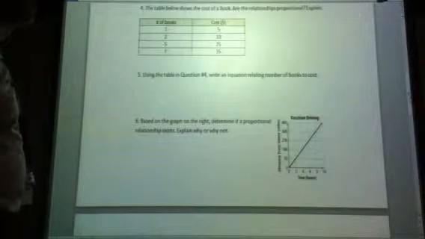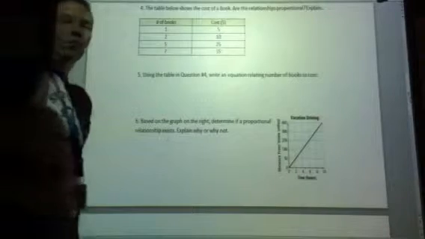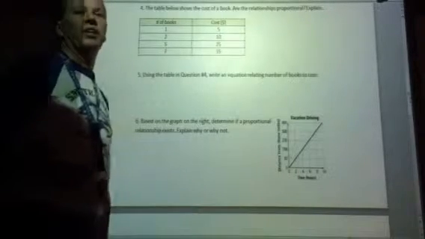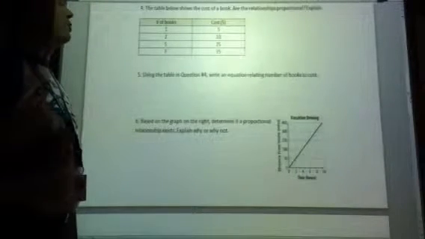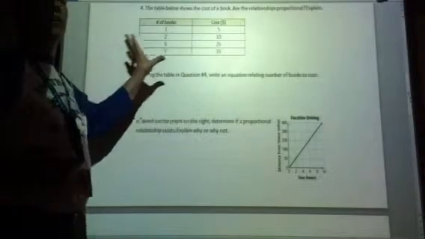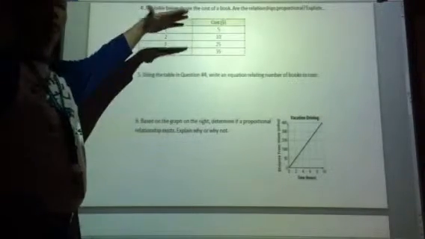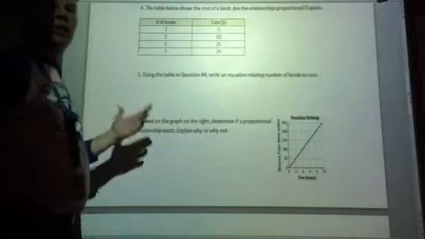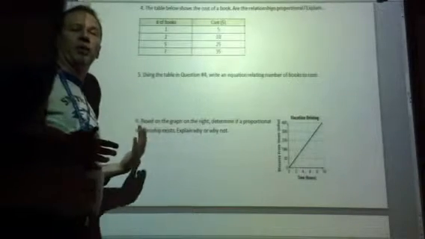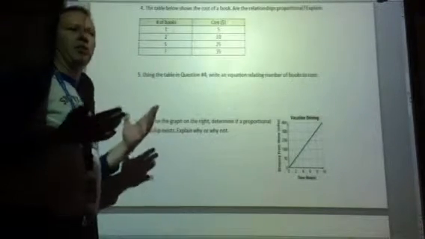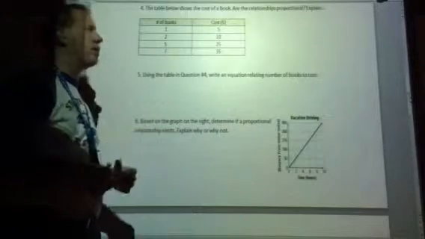Question number 4 says that the table below shows the cost of a book. Are the relationships proportional? And again, we're using a chart here. The difference with this one is we have values on left and right sides instead of tops and bottoms. So we need to be able to recognize what numbers we're going to use, what numbers we're going to divide. Do we do left versus right versus top and bottom?